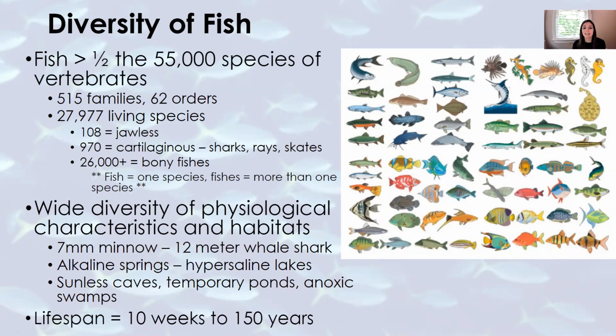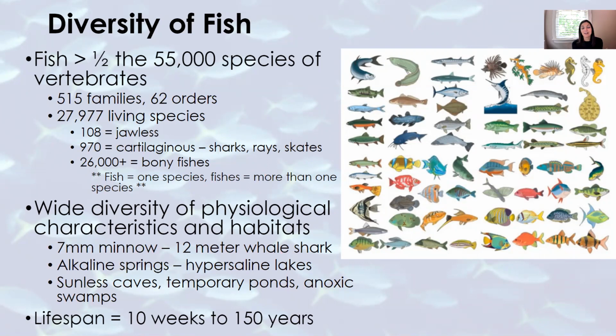There's a wide diversity of physiological characteristics and habitats that are inhabited by fish. Some examples: size. There's a great wide range in size of fish. The littlest fish is smaller than a centimeter, whereas the largest fish, the whale shark, which is a fish, not a whale, not a mammal, can be up to 12 meters long.